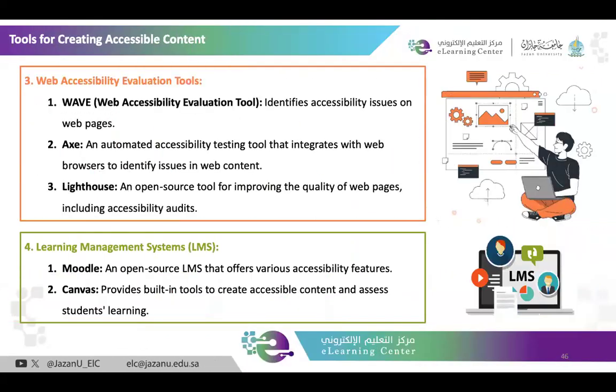For web accessibility evaluation tools, I already explained WAVE and AXE, and one more is Lighthouse, an open source tool for improving the quality of web pages, including accessibility audits. And the fourth category is learning management systems. As we already checked Blackboard, the same goes for Moodle and Canvas. Moodle is an open source LMS that offers various accessibility features, and Canvas also provides built-in tools to create accessible content and support students' learning.